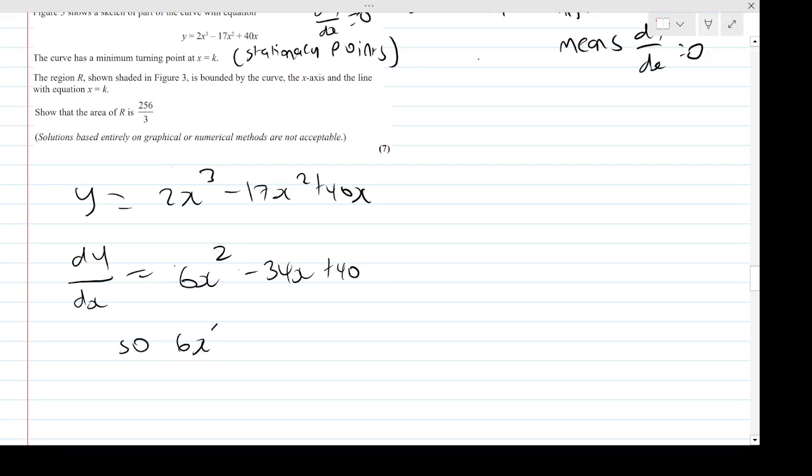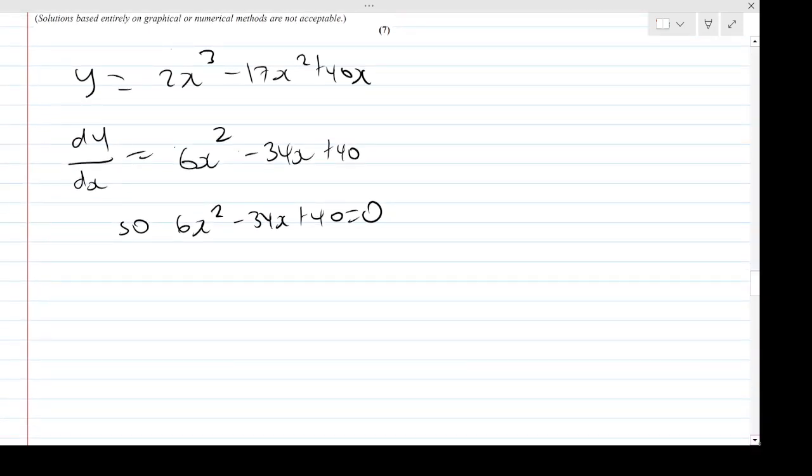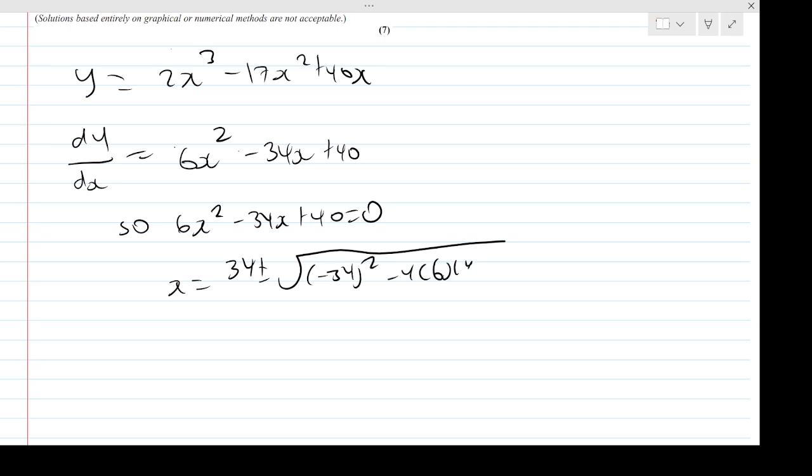So 6x squared minus 34x plus 40 equals 0. Okay. I can't simplify anything, I don't think. I can't cancel anything down. I'm just going to use the formula then, right? I'm going to write down the formula. So x is 34 plus or minus the square root of minus 34 squared, take away 4 lots of 6 lots of 40, divided by 2 lots of 6. And that shows my working, right? It shows how I get my roots. And now I can use the calculator to give me the roots.